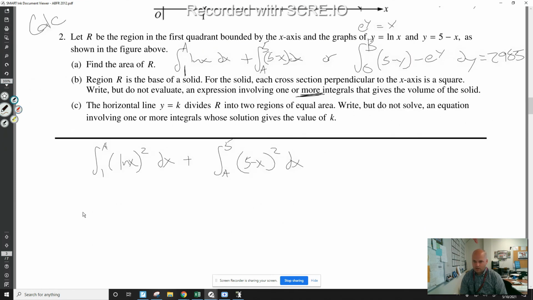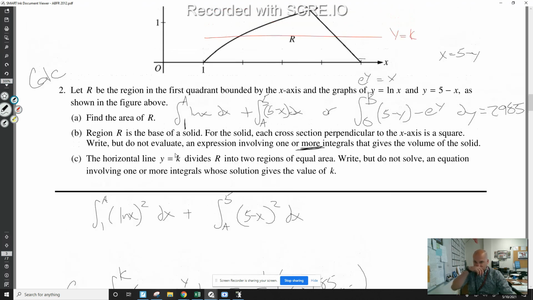But then part C, the horizontal line y equals k splits this region into two equal areas, right? But do not solve an equation. So you can go 0 to k of 5 minus y minus e to the y dy is 1/2 my area, 2.985. You don't even need the number. You literally could just have this written down. You can go 0 to k to b, whatever floats your boat. I'm going to put the 1/2, 2.985. I would probably use the entire decimal. That's it. 3 parts.